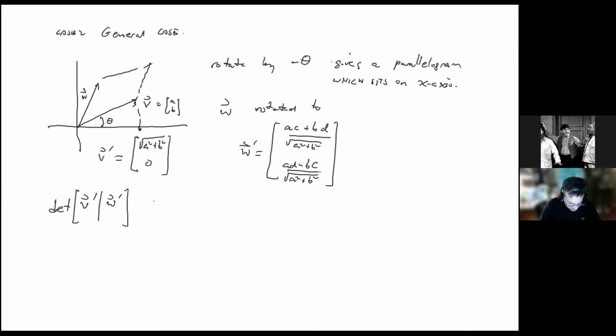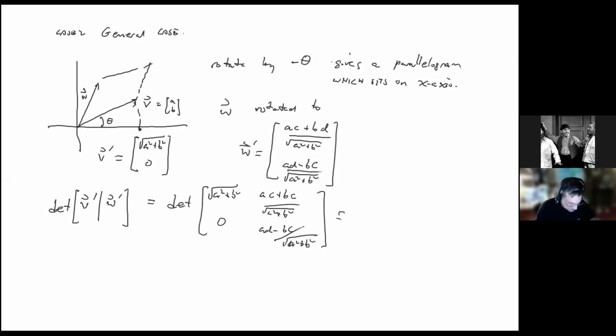Well, that's the determinant of the matrix: square root of a squared plus b squared, 0, ac plus bd over the square root of a squared plus b squared, and then ad minus bc over the square root of a squared plus b squared. And since this entry is 0 in the lower left-hand corner, the determinant is the product of the diagonal entries, and that's ad minus bc. So the determinant is unchanged, as we see.